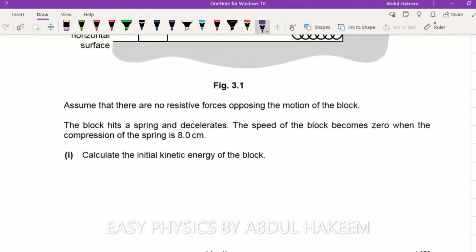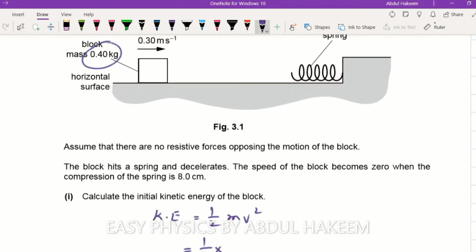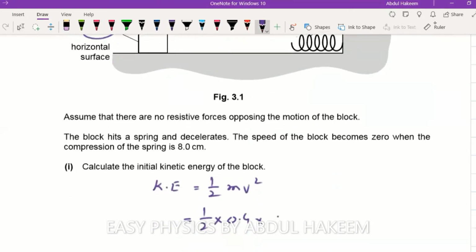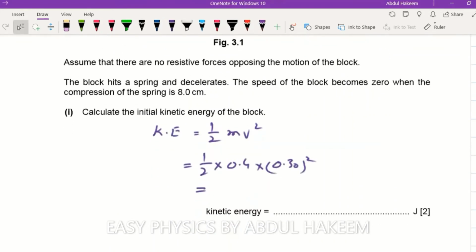Calculate the kinetic energy. So the formula first: kinetic energy is equal to 1 by 2 mv square. So 1 by 2, look at the mass, it's 0.4, multiplied by speed square. Speed is 3.0 and it's squared. So 3 squared multiplied by 0.4 divided by 2, the answer is 0.018, meaning it is 1.8 into 10 power minus 2. So 1.8 into 10 power minus 2 joules.